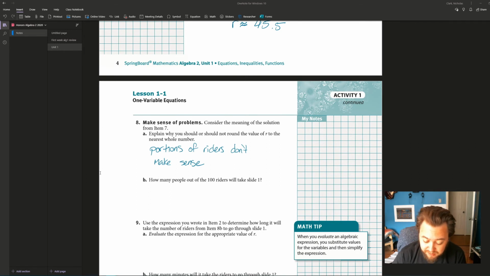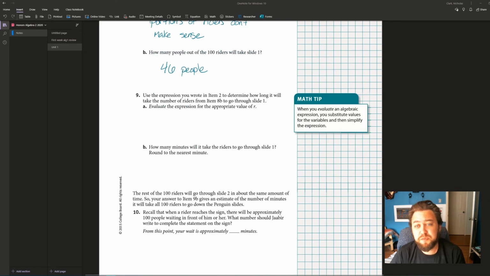How many people of the 100 will then take slide 1? Well, 45 and a half rounded up is going to be 46 people. We'll end up taking slide 1. Use the expression that we wrote in item 2 to determine how long it will take the number of riders from item 8b to go through slide 1.